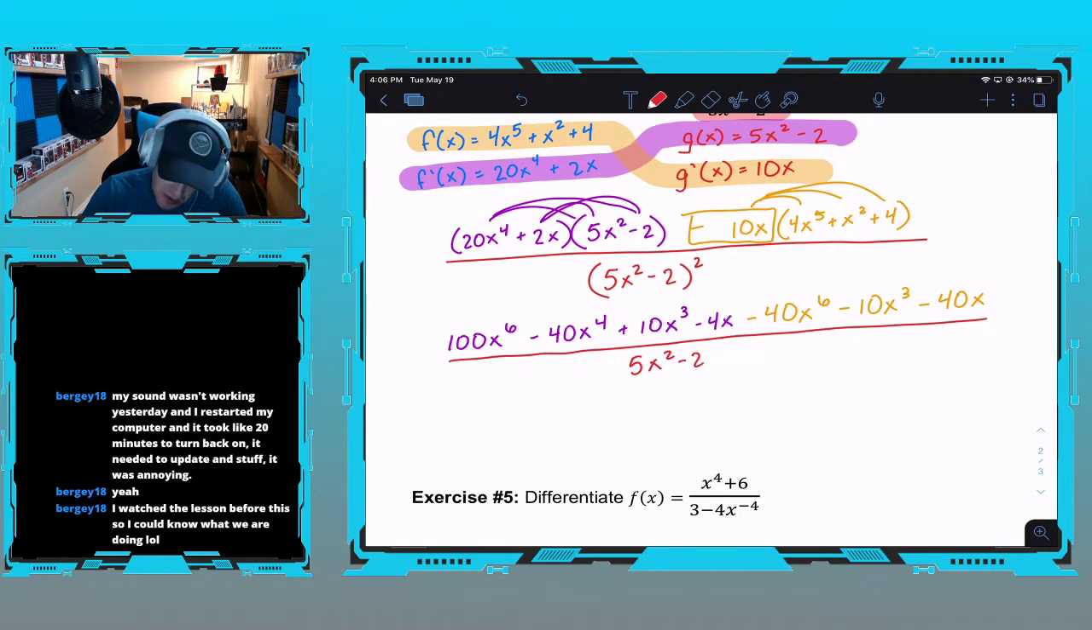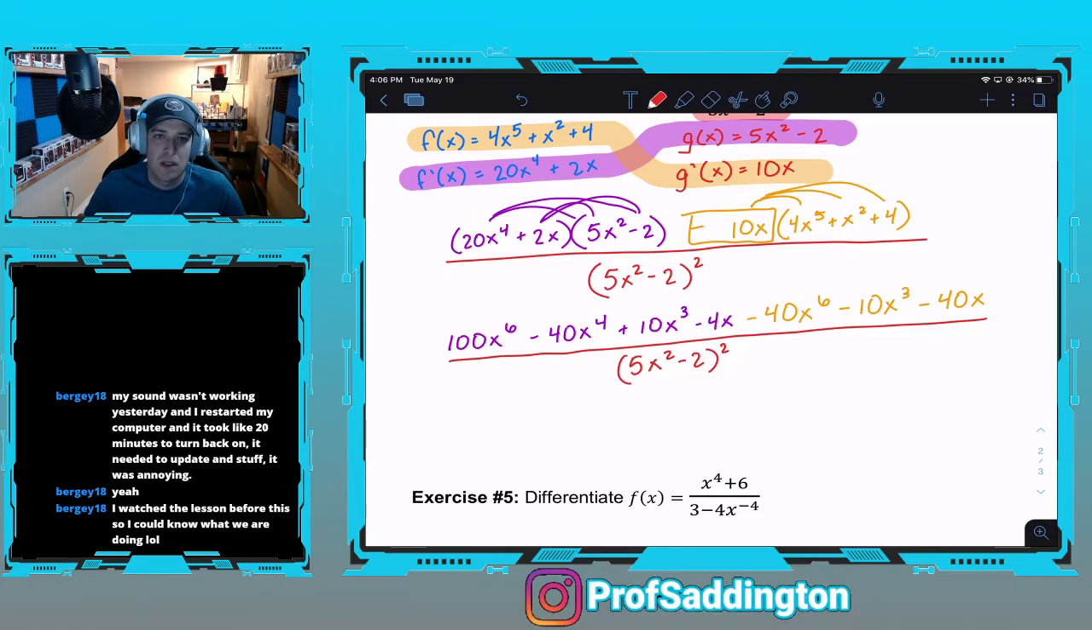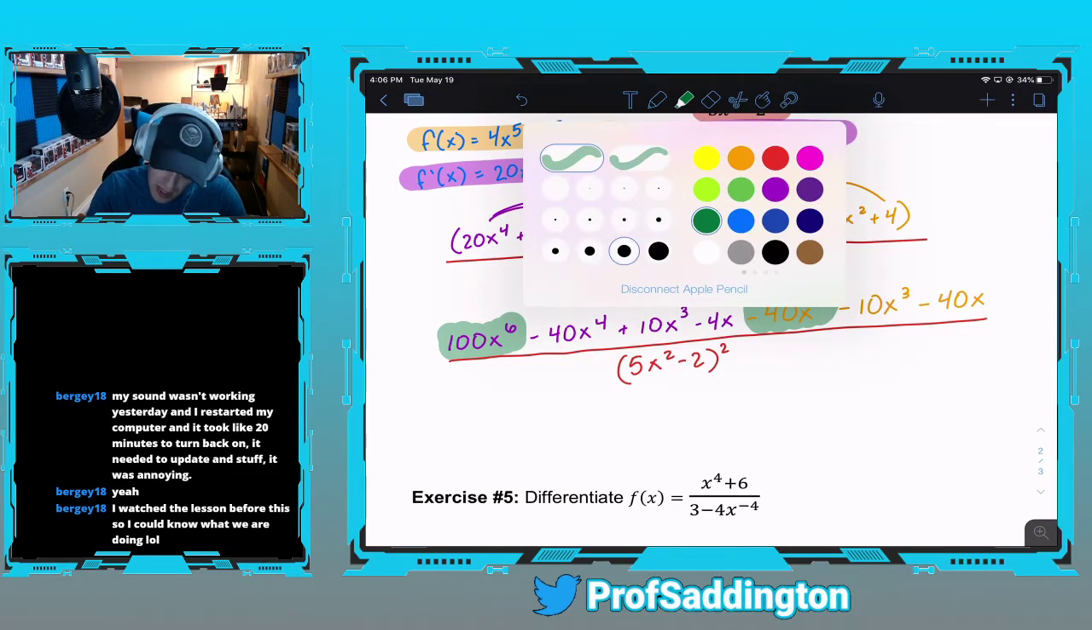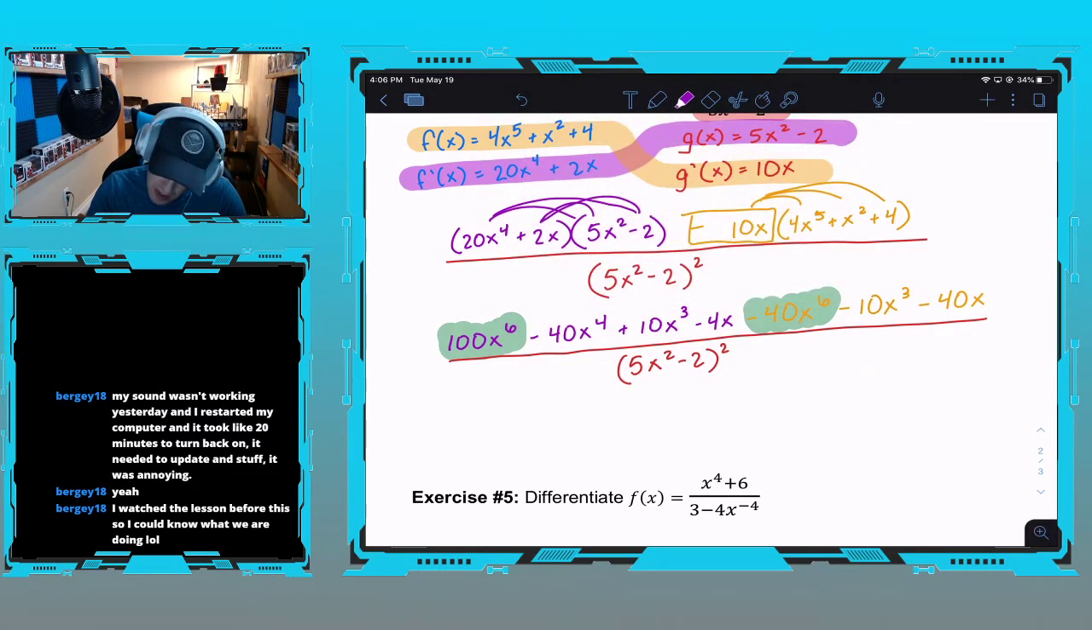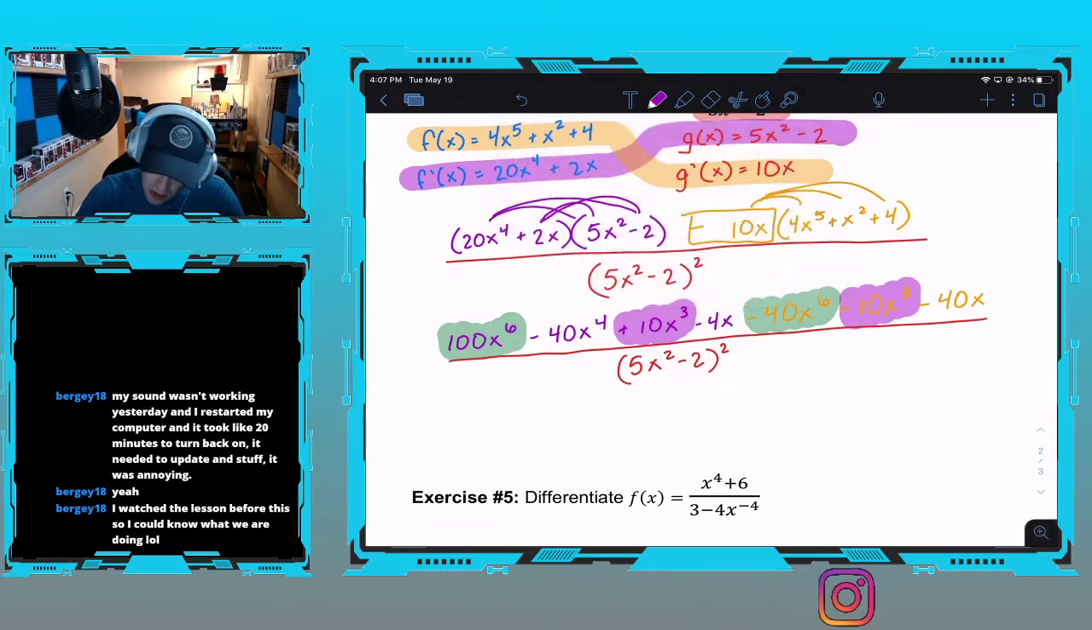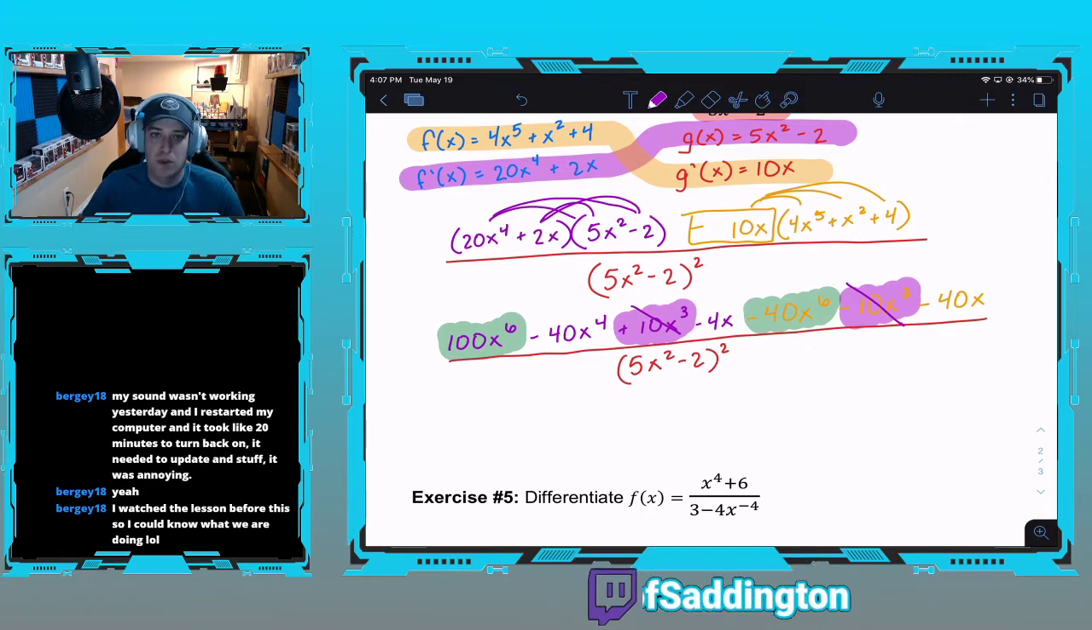If you want to simplify it, you're more than welcome to. I'm just trying to get you guys to save on a little bit of work. Now the last part is just combining like terms, and then we should be good. So I got 100x to the 6, and I have negative 40x to the 6. And the only other things, yeah, so we have the 10x to the third and negative 10x to the third. It looks like those are just going to cancel out. So I'll just draw a line through those right away.